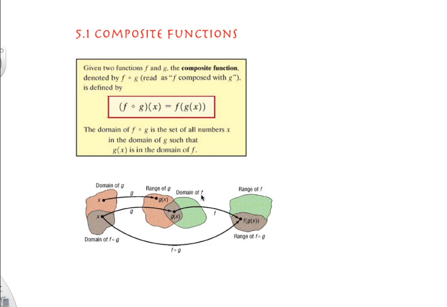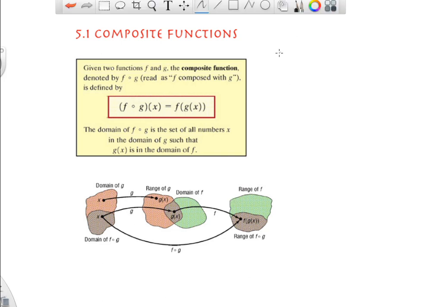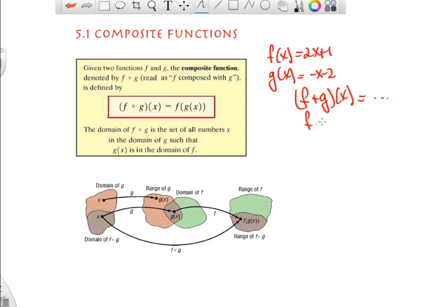5.1 Composite Functions. So we've done some work with functions so far. For example, we have been given maybe two functions like this, and then we've done maybe what happens when you add the functions. You can obviously multiply them, divide, subtract. So that's the kind of work we've done so far.